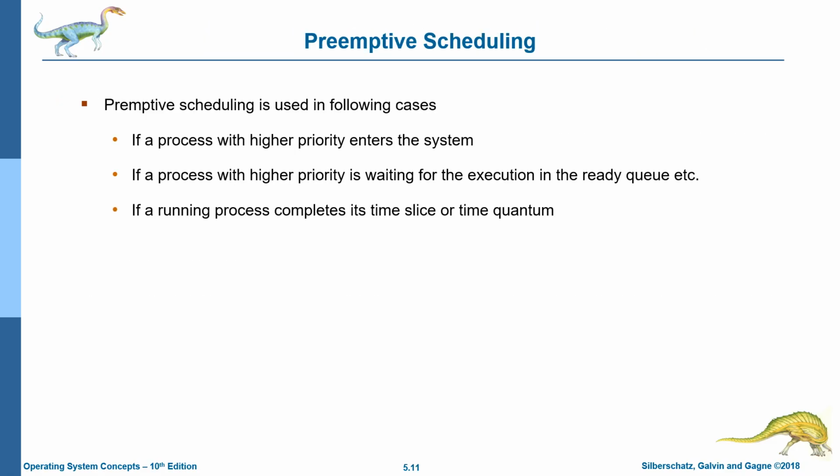So, in which cases do we use the preemptive scheduling technique? If a process with a high priority enters the system, if we have a system and we are executing a lower priority process and a high priority process arrives in the system, the higher priority process will be executed first and the lower priority process will be executed after the high priority process. For example, if the higher priority process is waiting to be executed, it will be executed first. Or if a running process completes its time slice or time quantum, then after that completion, the other process will be executed first.